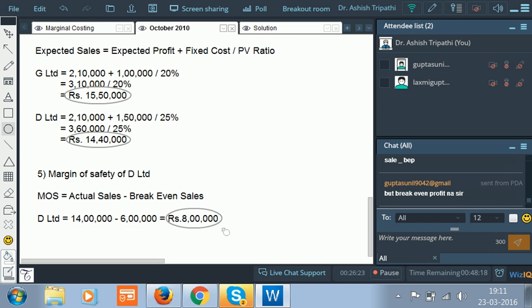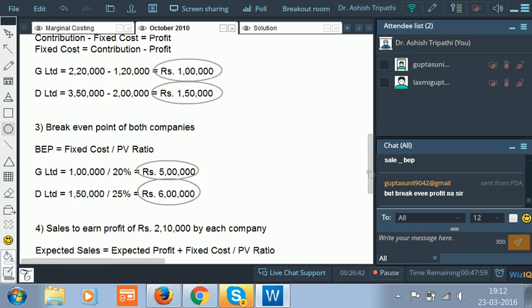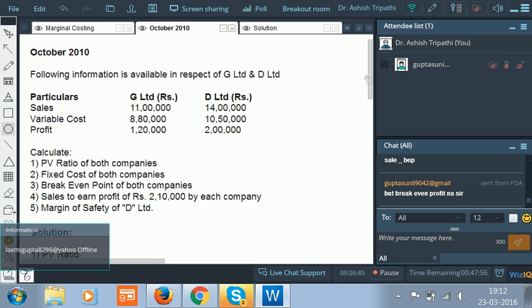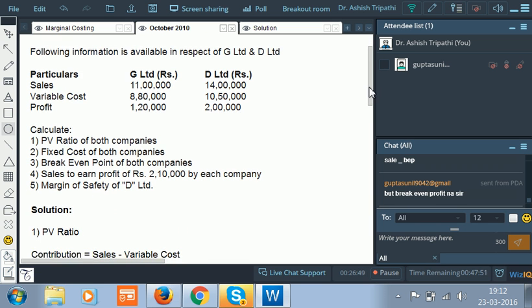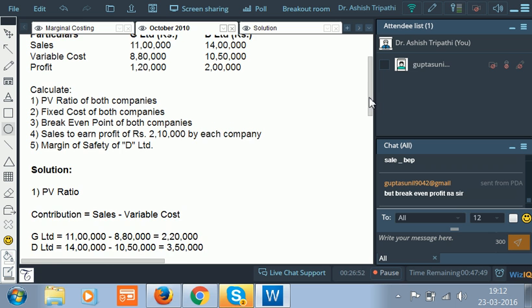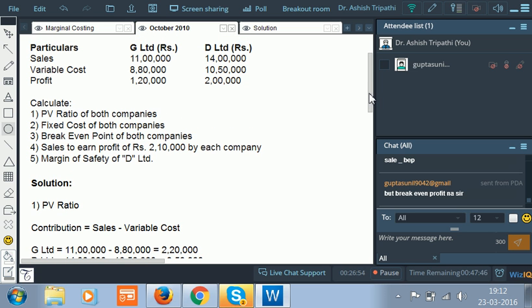If you want to calculate, you can calculate by one more method. You can use another formula as well, profit upon PV ratio. If you see the profit of D limited, the profit of D limited is how much? Profit of D limited is 2 lakh. So if you apply the second formula, that is profit upon PV ratio, still you will get the same answer.